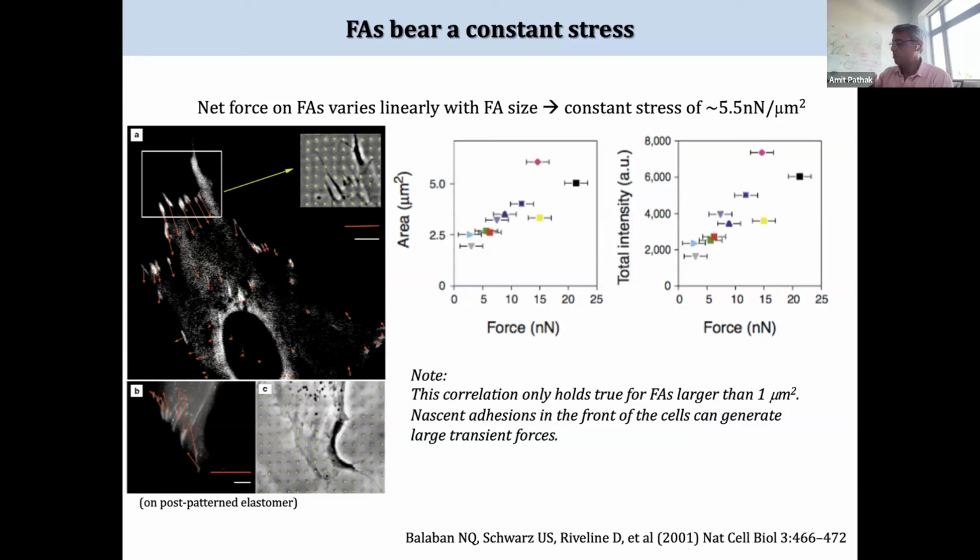Can I extend the question? The force generated here is by the myosin, so it's predominantly the active force, right? Or is it also the passive mechanical force, like the springs, the stiffness of the cell? And the other question: when you mentioned area, is it the area of a single focal adhesion or the area of the cell? It's the area of a single focal adhesion, and the force is generated by the cell. There is no external force.